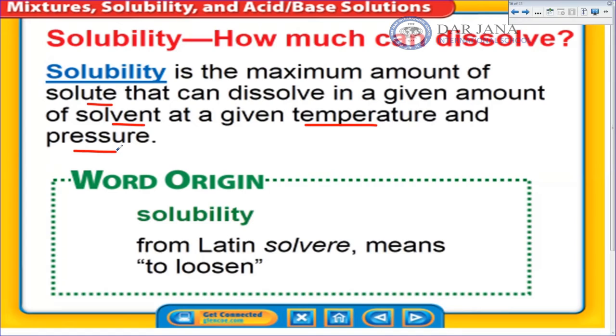So in this case, if you take a glass of water and you start adding sugar and stirring, dissolving the sugar in it, you can still add sugar and dissolve it till a certain limit. At a certain limit, no more sugar can be dissolved in this quantity of water. This means that this is the maximum amount of sugar that can be dissolved in water, and this is what we call solubility.